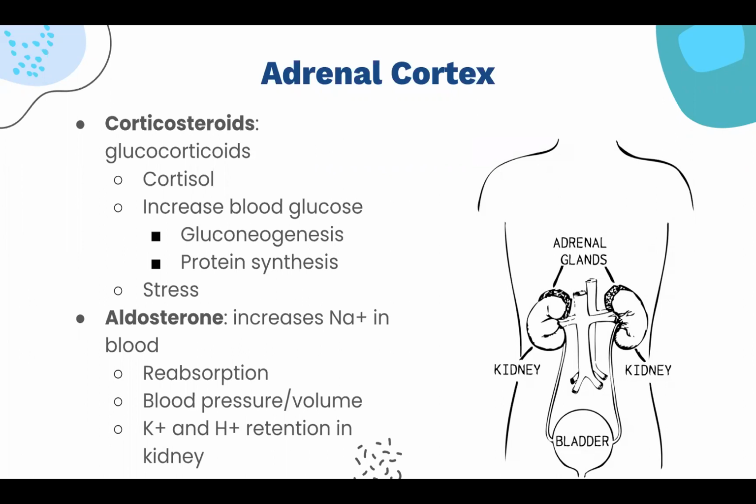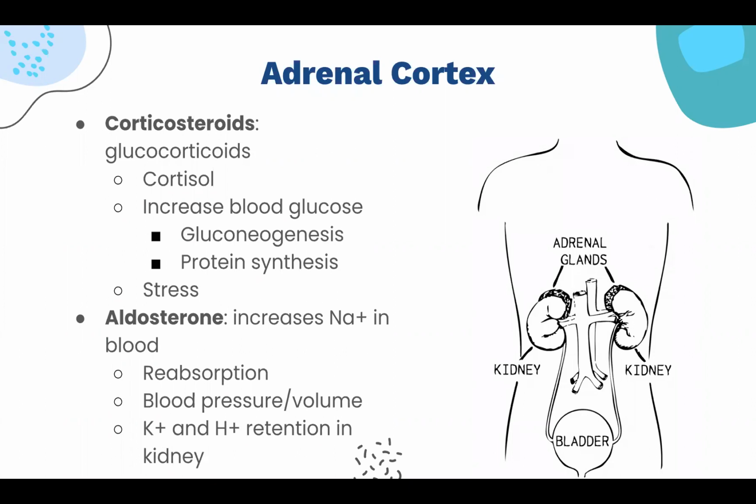Aldosterone is also secreted by the adrenal cortex, and its main effect is an increase in sodium in the blood. It does this by acting on the kidneys, specifically the distal convoluted tubule. As the sodium enters the blood, water will follow. So the end result is increased blood volume and blood pressure.